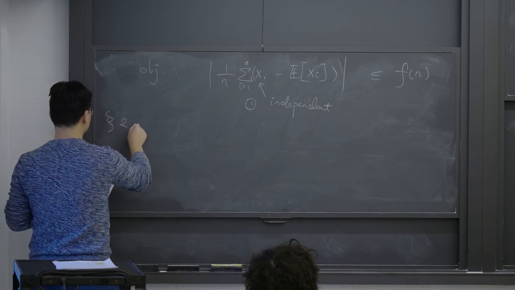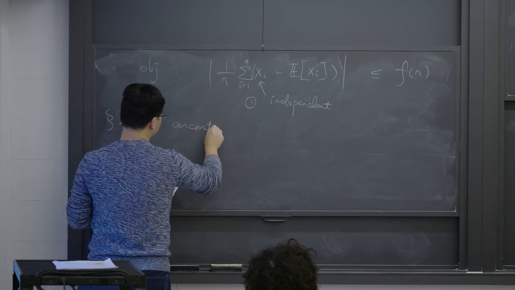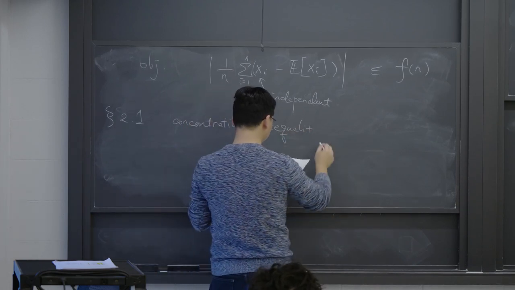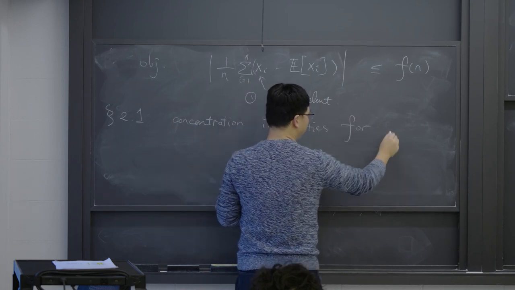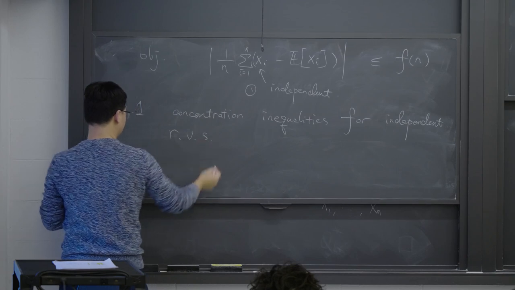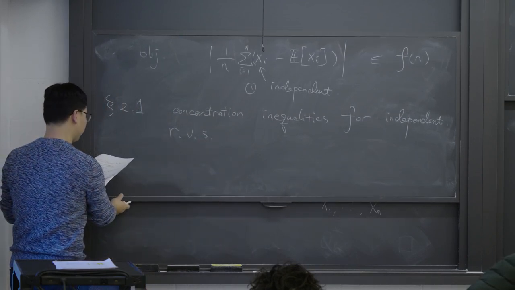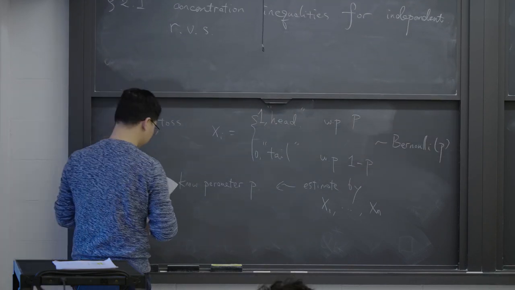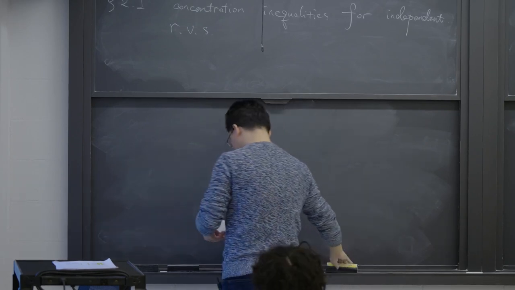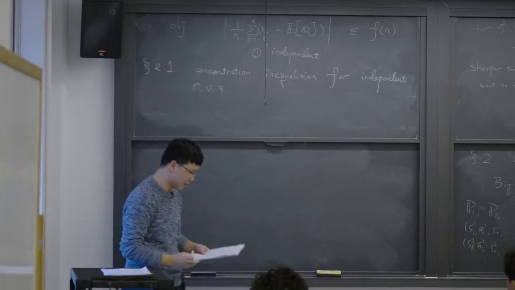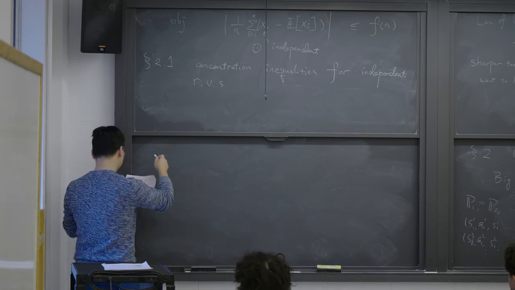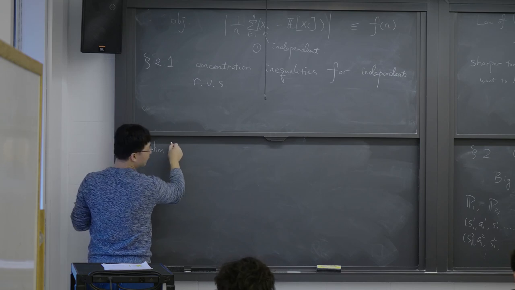So we will do the first part, that is the concentration inequality for independent random variables. I will just use RV for random variables. We directly introduce the key result today, and we will leave the proof to the next lecture. The key result is called Hoeffding's inequality. Let's do theorem two.